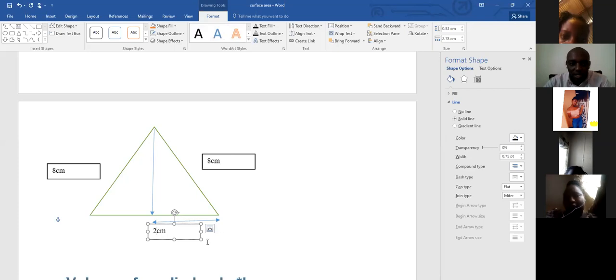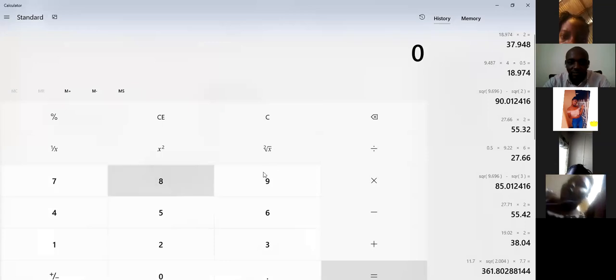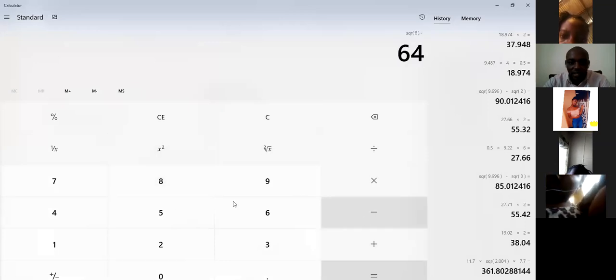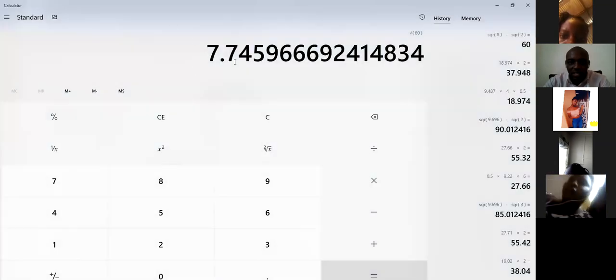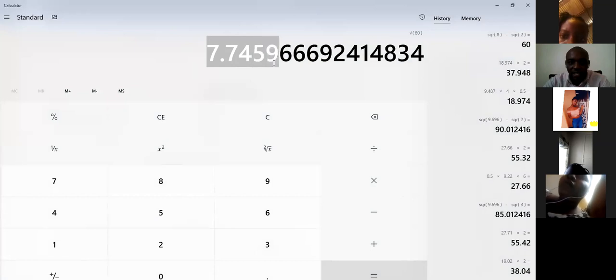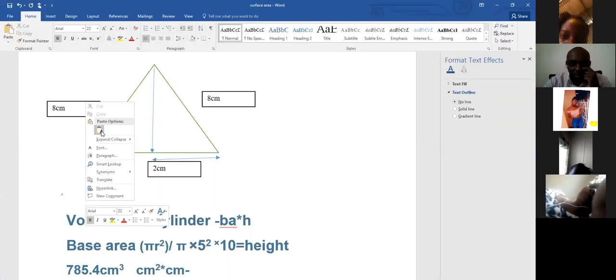We are remaining in 2 minutes. I can do something in those 2 minutes. So I can say 8 squared minus 2 squared. So very quickly, I come here in the calculator. I say 8 squared minus 2 squared is equals to 60. I find the square root of the answer. And then I copy this answer here very quickly. Copy. It's going to be here.